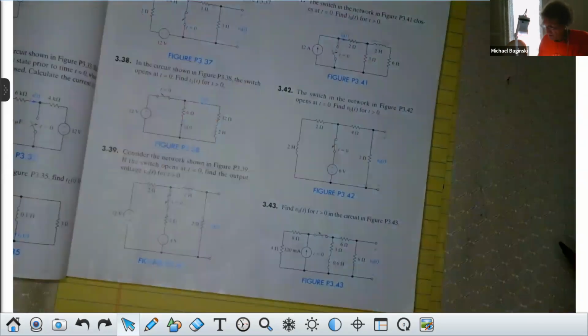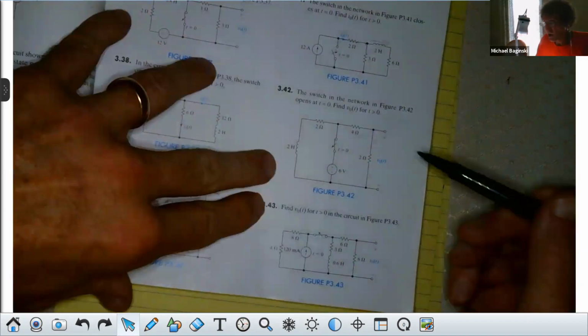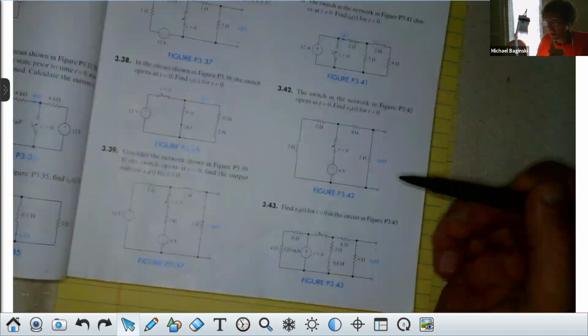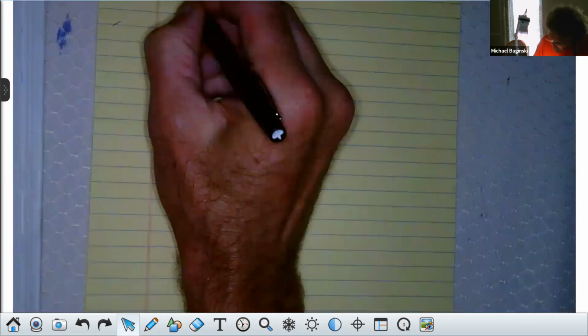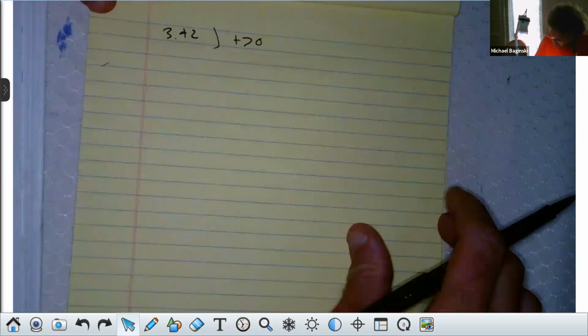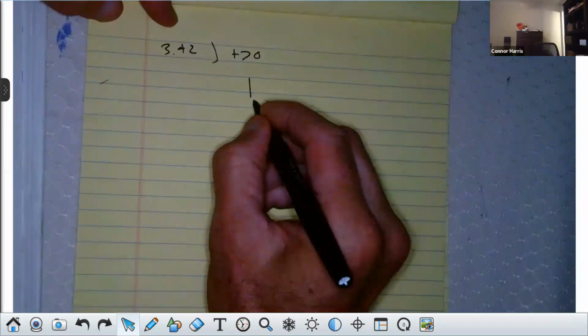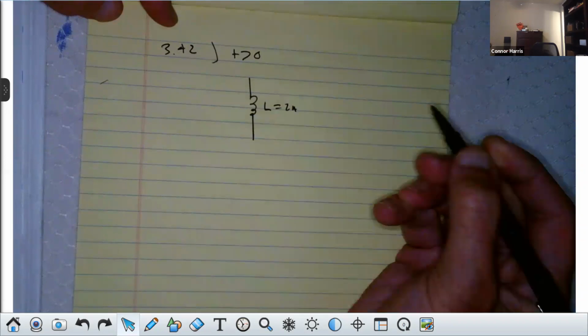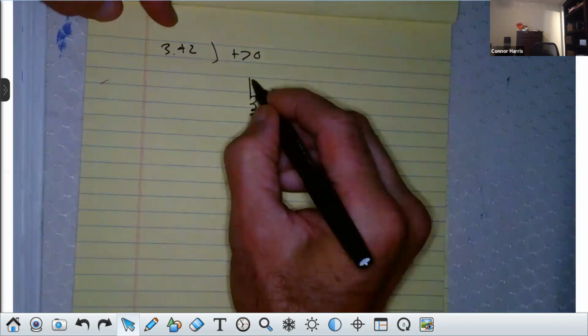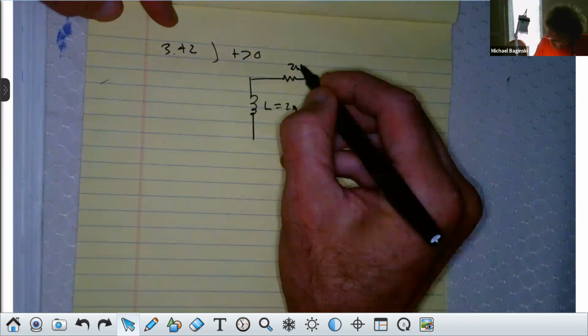All right, now I'm going to do this. I'm going to go for t greater than 0. We got the current for t less than 0 through that inductor. Are you good with that? All right, I'm going to go ahead and redraw that circuit for t greater than 0. 2 ohms.